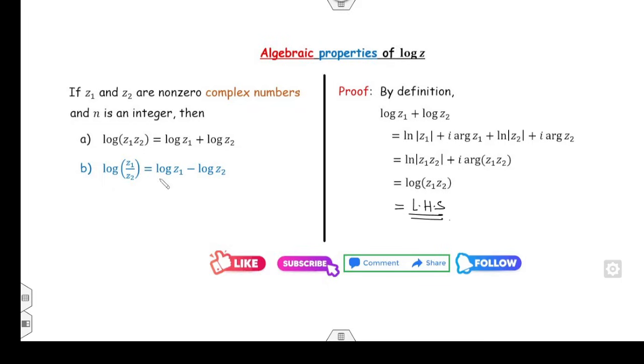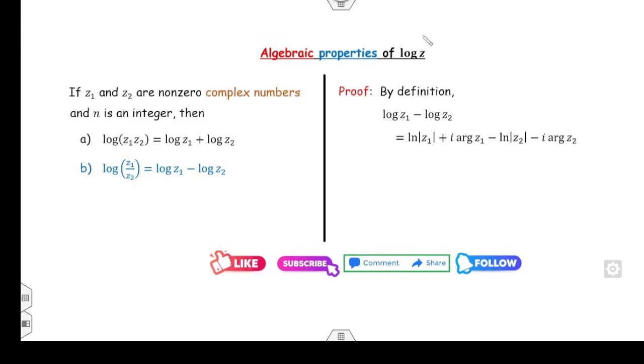Clear? Similarly, for the second part, we can start with the negative sign. Again, because mod of z1 and mod of z2 are both real numbers, I can use the property of the logarithm. Similarly, it is iota times argument of z1 minus argument of z2, which I can write as z1 divided by z2.